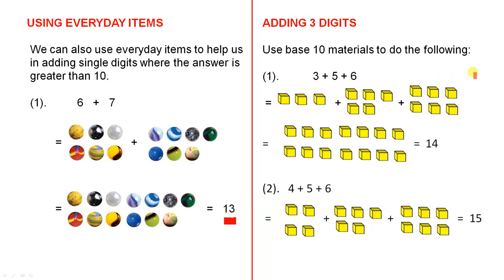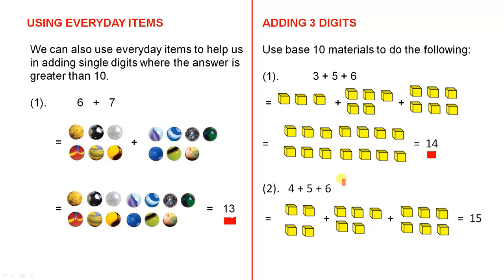Use base 10 materials to do the following. So here we have 3 digits. So 3 plus 5 plus 6. There's your 3, there's your 5, and there's your 6. Combine them all together and then count them. 1, 2, 3, 4, 5, 6, 7, 8, 9, 10, 11, 12, 13, 14. Or you could go 2, 4, 6, 8, 10, 12, 14. So many ways you can do it.